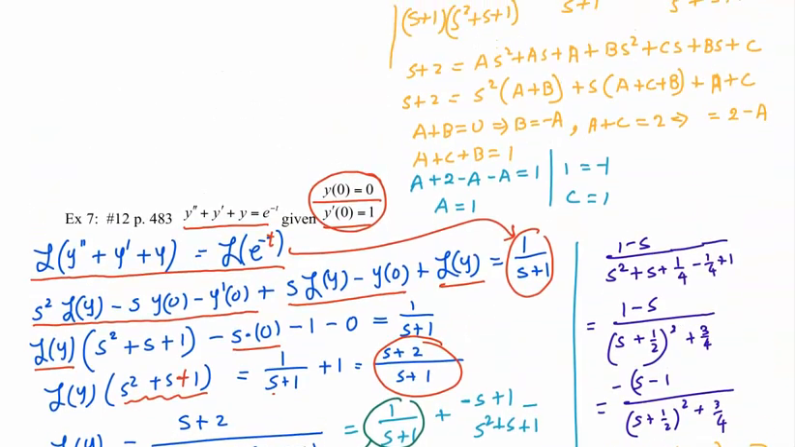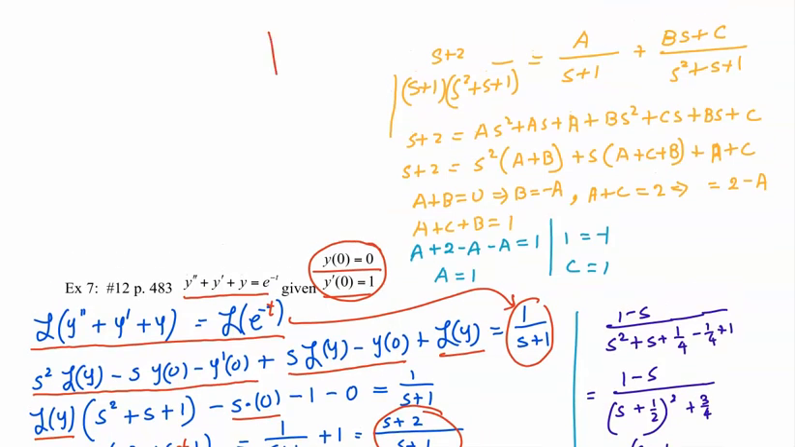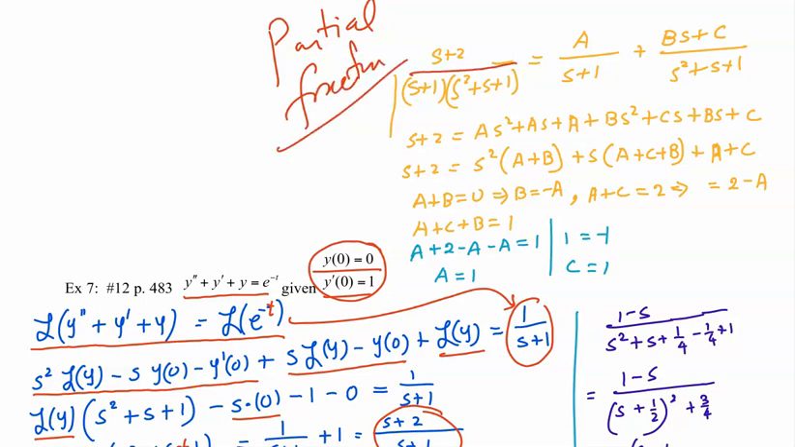What did I do? Partial fraction. You go all the way up here. That's a partial fraction. Fraction decomposition. So I use that, divide by that. So A over this and Bs plus C, right? Because this is a quadratic. That's why you have to do that. And you follow those steps.